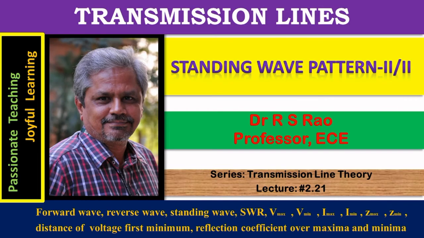Transmission lines, standing wave pattern, second part, series on transmission line theory, lecture number 2.21. When a line is terminated over an arbitrary impedance, reflections take place at the load point. Interference between the incident wave and the reflected wave leads to the formation of a standing wave pattern. In the standing wave pattern, voltage, current, and impedance all vary from point to point. In the present session, our focus is on impedance characteristics of the standing wave pattern over a lossless line.